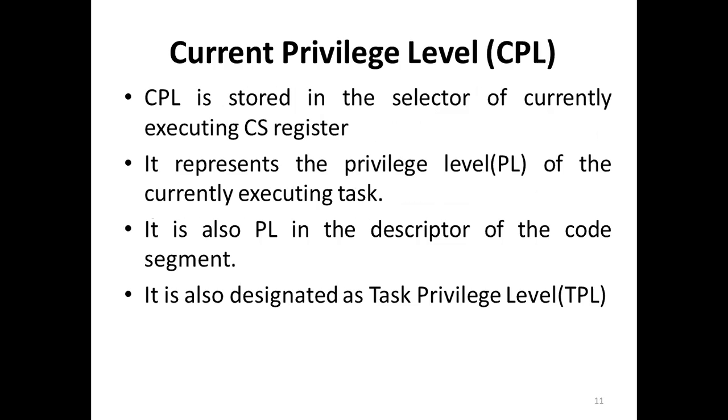The current privilege level is stored in the selector of the currently executing CS register, the code segment register. It represents the privilege level, that is the PL, of the currently executing task. It is also the privilege level in the descriptor of the code segment. It is also designated as the task privilege level. CPL is stored in the selector of the currently executing CS register.